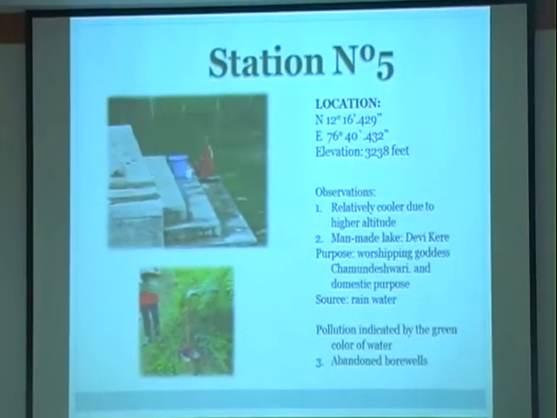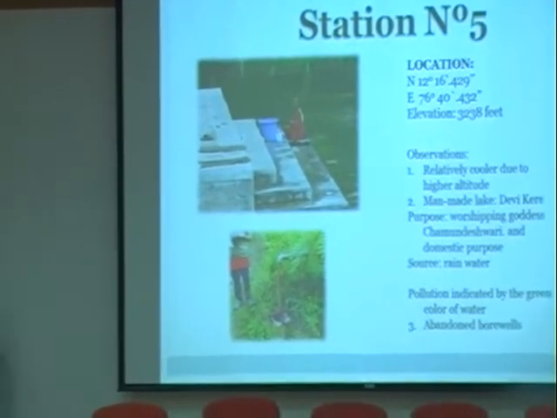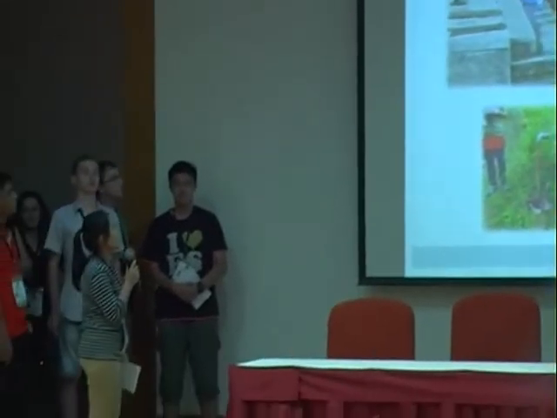This is station 5. This is about a man-made lake. The location is north 12 degrees 16 minutes 429 seconds, east 76 degrees 40 minutes and 432 seconds. The elevation is about 3,238 feet above mean sea level. We observe the lake, the source of water of the lake is a systematic drainage pattern channeling rainwater to the lake, with well water gates.